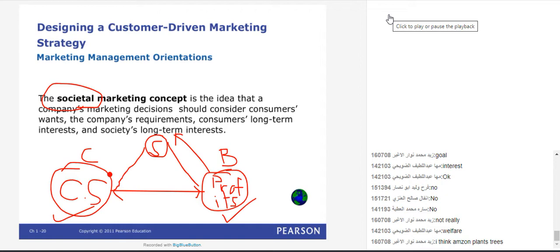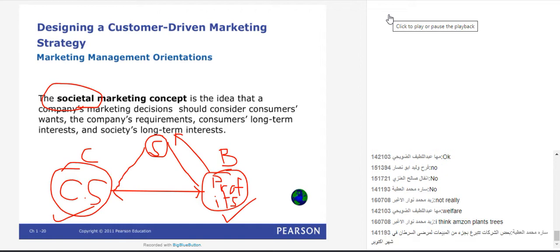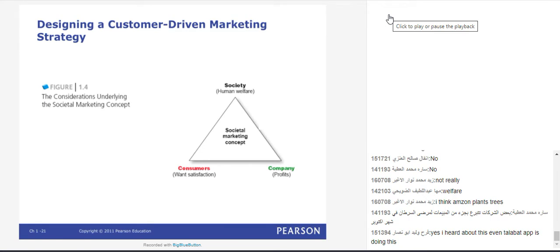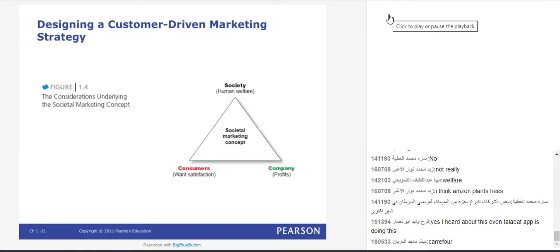I'm waiting. You can write down some of the examples. Yes, exactly, Sarah. Yes, even the Talabat application is doing this. Carrefour doing what, Diana?